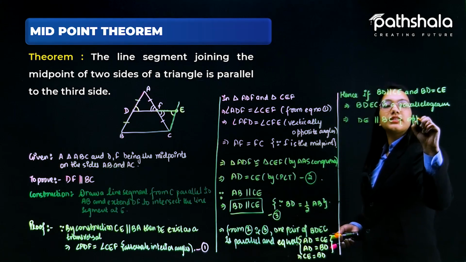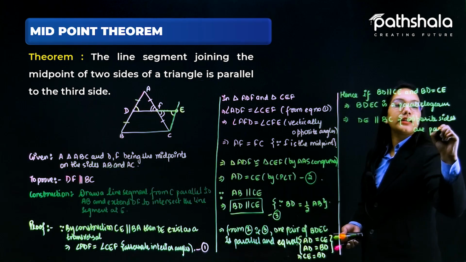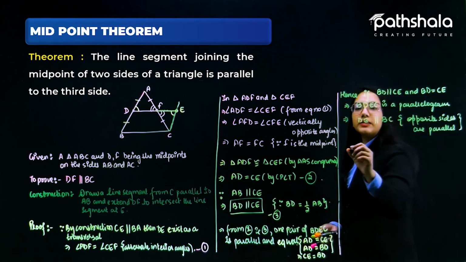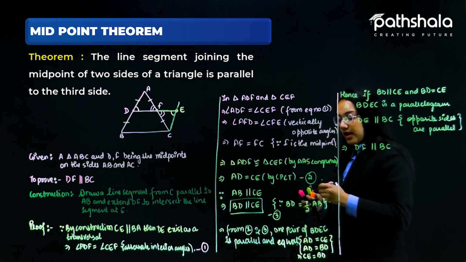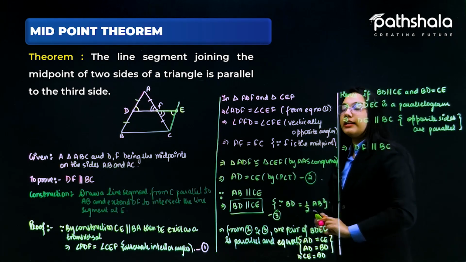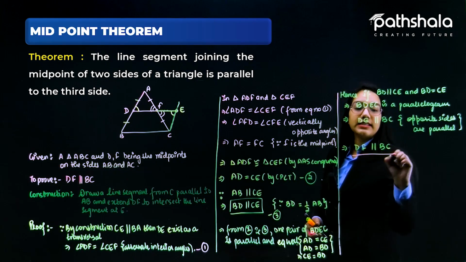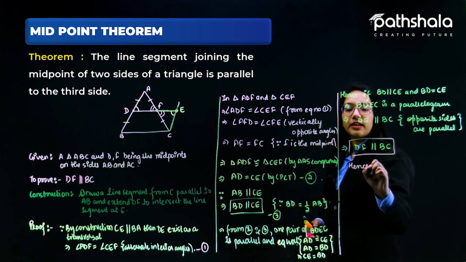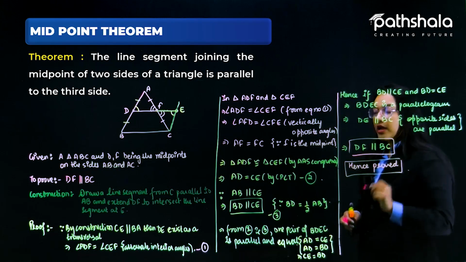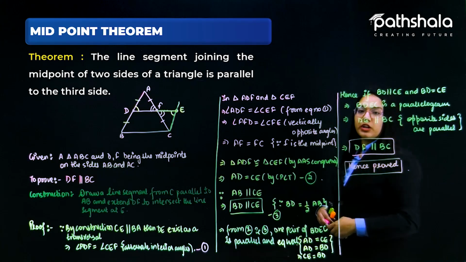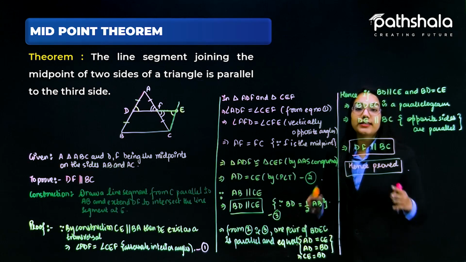Since the opposite sides of a parallelogram are parallel, DE is parallel to BC, which implies that DF is also parallel to BC, because DF is a part of DE. If the whole DE is parallel to BC, then DF is also parallel to BC, and this is exactly what we had to prove. Hence proved. This is the proof of this theorem, in which we have shown that the line segment joining the midpoints of two sides of a triangle is parallel to the third side. This is called the midpoint theorem.